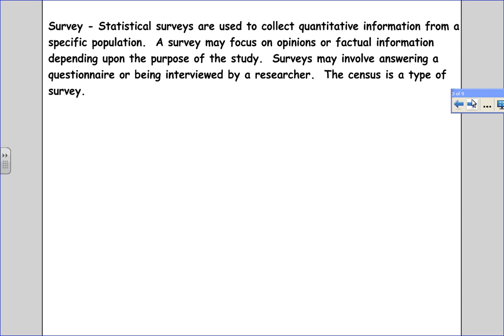So it says survey. Statistical surveys are used to collect quantitative information from a specific population. A survey may focus on opinions or factual information depending upon the purpose of the study. Surveys may involve answering a questionnaire or being interviewed by a researcher. The census is a type of survey.